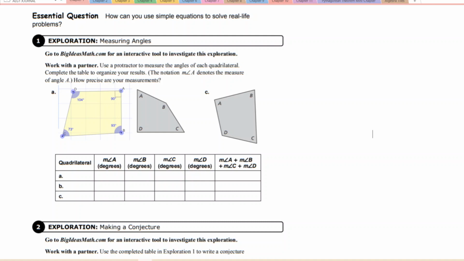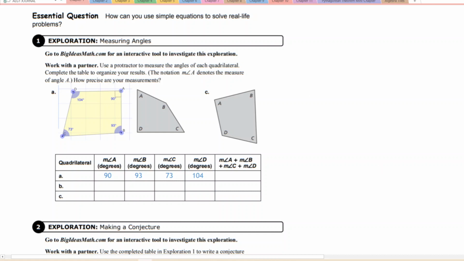Okay, so let's put all the angles into our handy-dandy chart here. Quadrilateral A. Well, angle A is 90 degrees. You can see that over here with the little number 90. Angle B is 93 degrees. Again, you can see that down over here. Angle B has a 93 degrees on it. Angle C is 73 degrees. And angle D is 104 degrees.